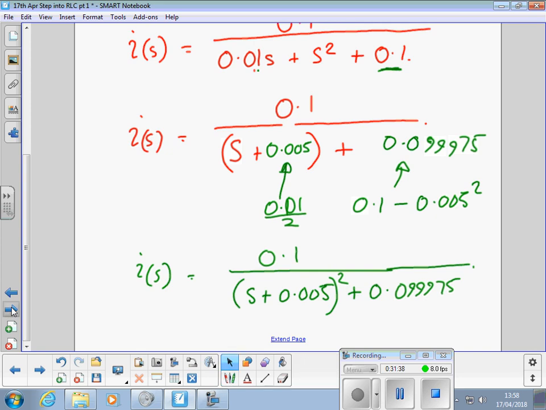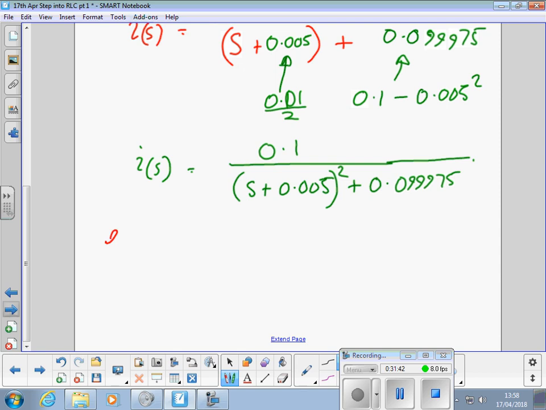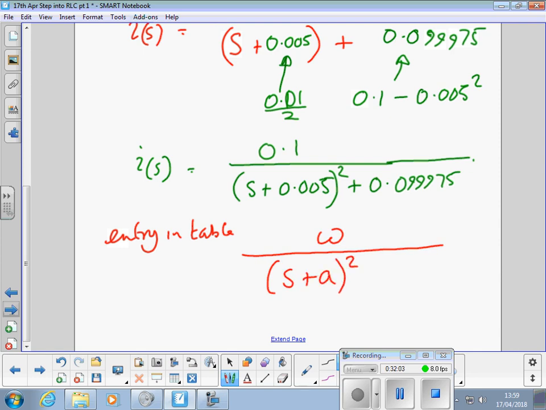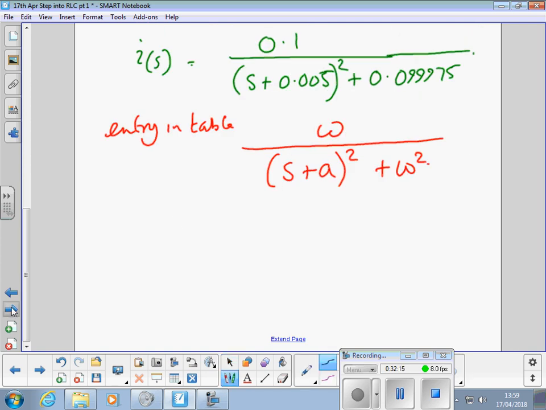Okay. If we compare that with the entry in the table, omega over s plus a all squared plus omega squared, we've got omega squared is equal to 0.099975, and we've got a is equal to 0.005.